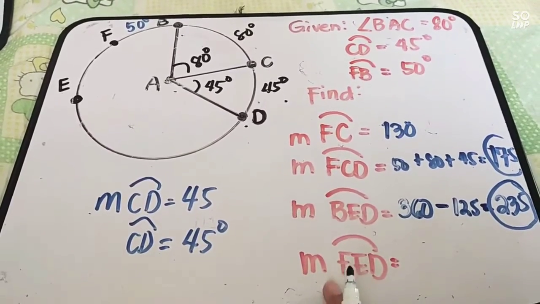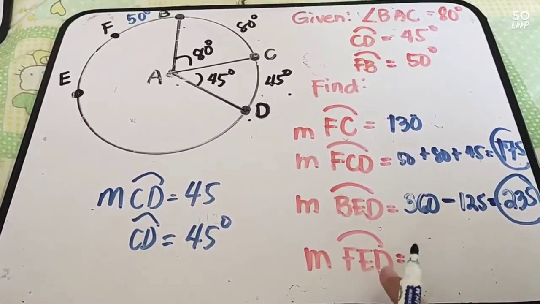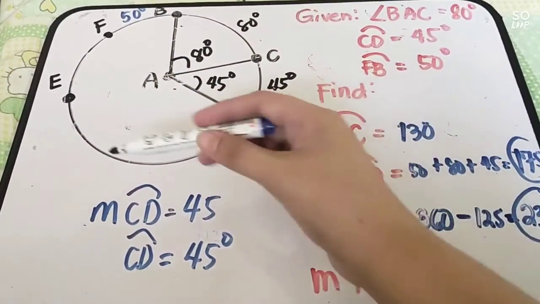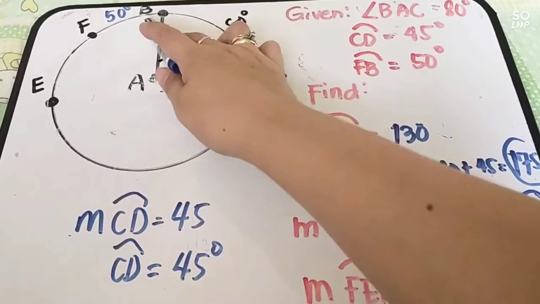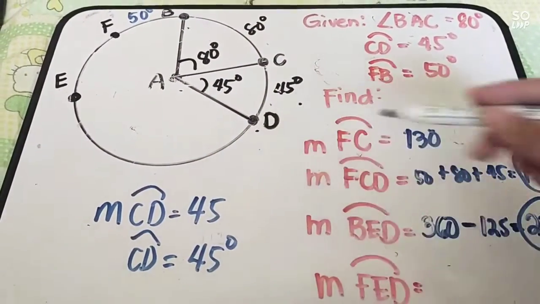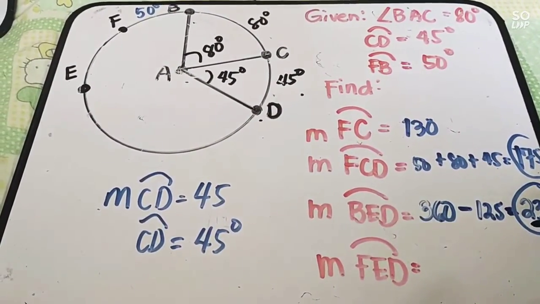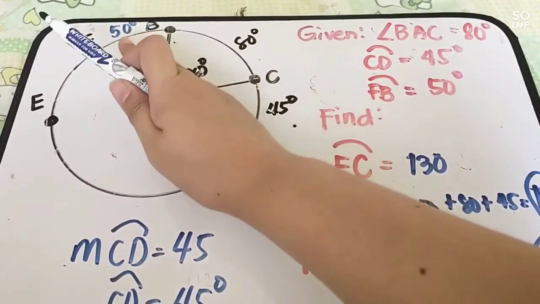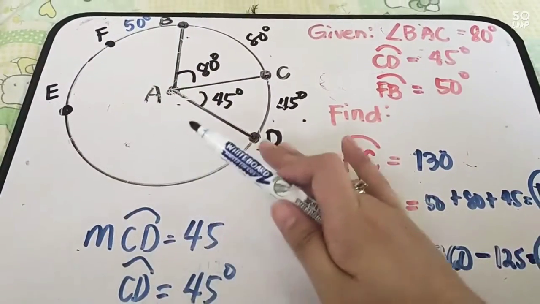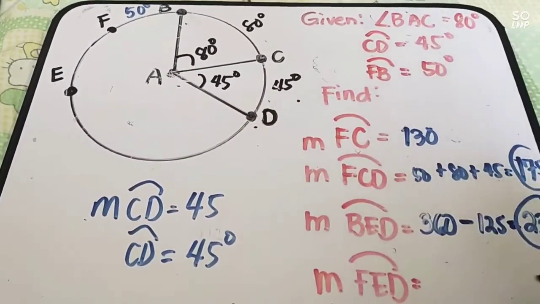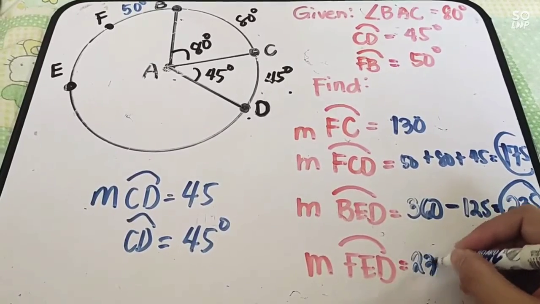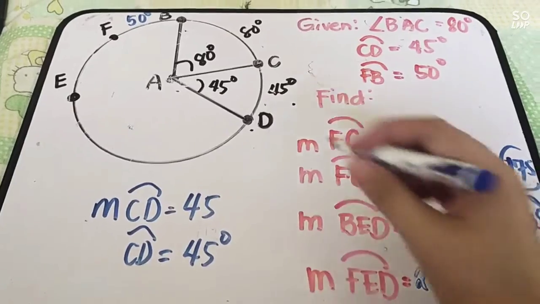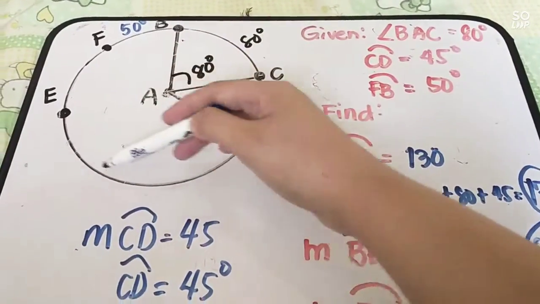Now, next, measure of arc FED. FED, ito daw, itong arc na to. So, since itong BED na to ay 235, then meron na ditong FB. Ito, tatanggalin natin to para makuha natin si FED. So, subtract lang natin. So, you have 235 minus 50. Ito yan, diba? So, FED lang ang kukuhanin natin.